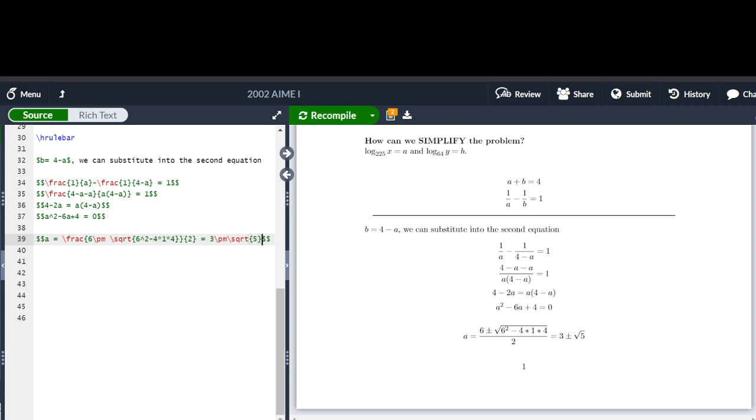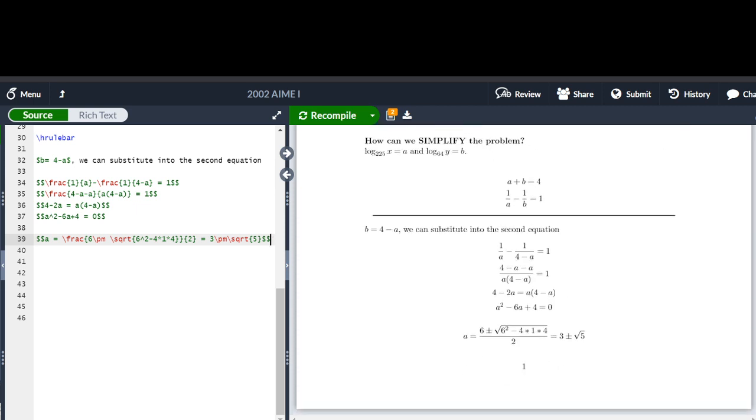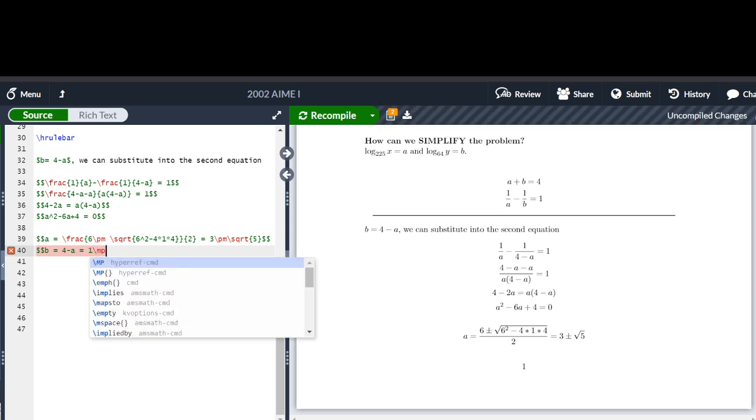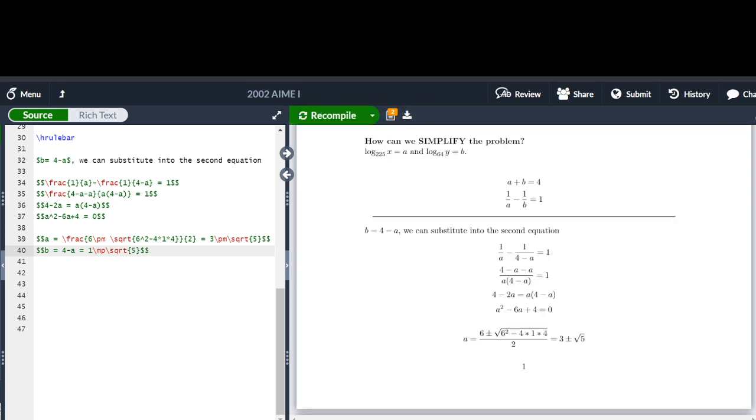Now, what did we want to find? We wanted to find the logarithm base 30 of x1, y1, x2, and y2. Now, let's try to find what these solutions are. If a is 3 plus or minus root 5, then b, being 4 minus a, is going to be 1 minus plus square root 5. The minus plus because it's negative a, not positive a.